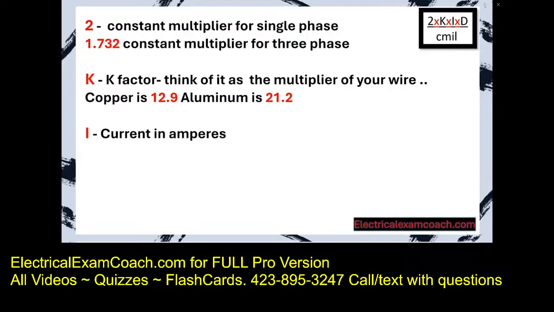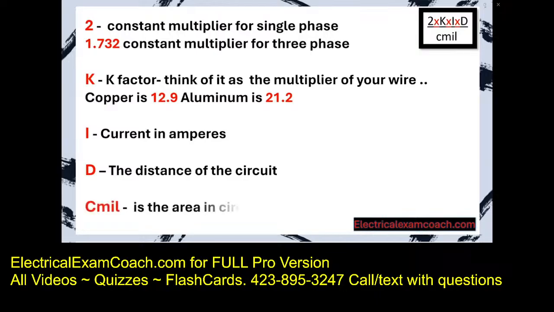I is your current in amperes, and D is going to be your distance. You don't have to put it both ways. It's whatever distance the question says, you can plug it in one time. That's why I love this formula. And the C mils are going to be the circular mils of the wire, and we're going to teach you how to look those up.